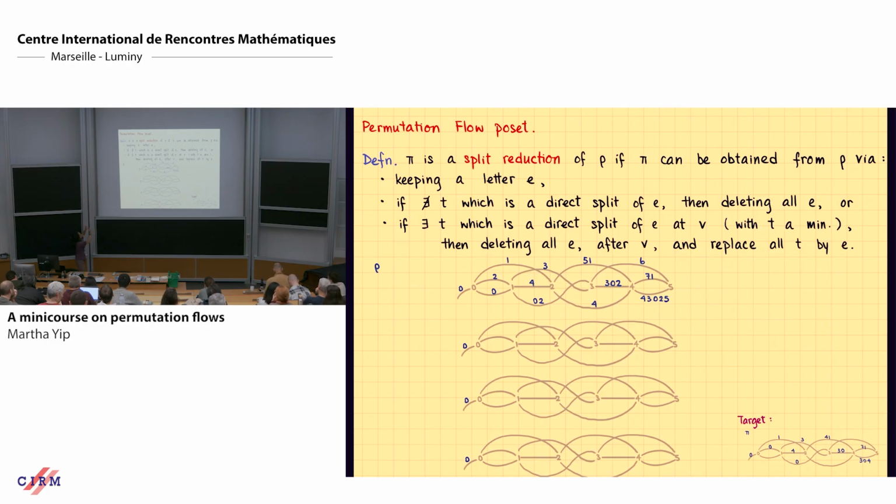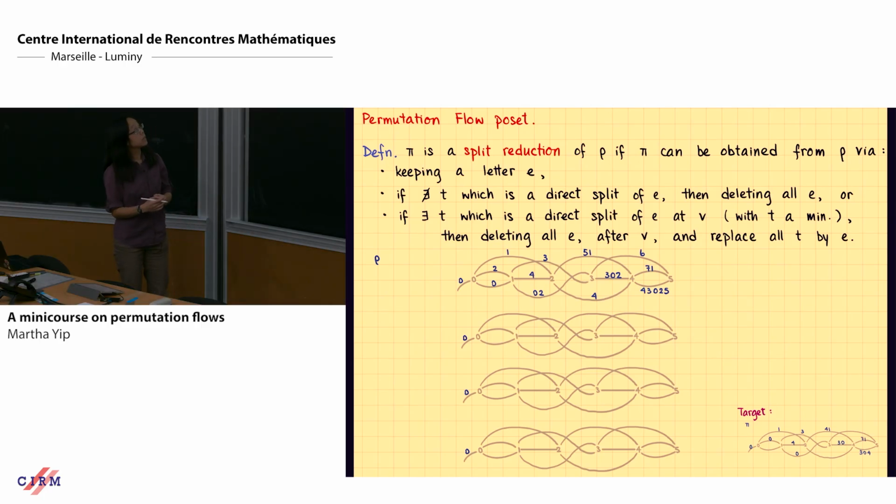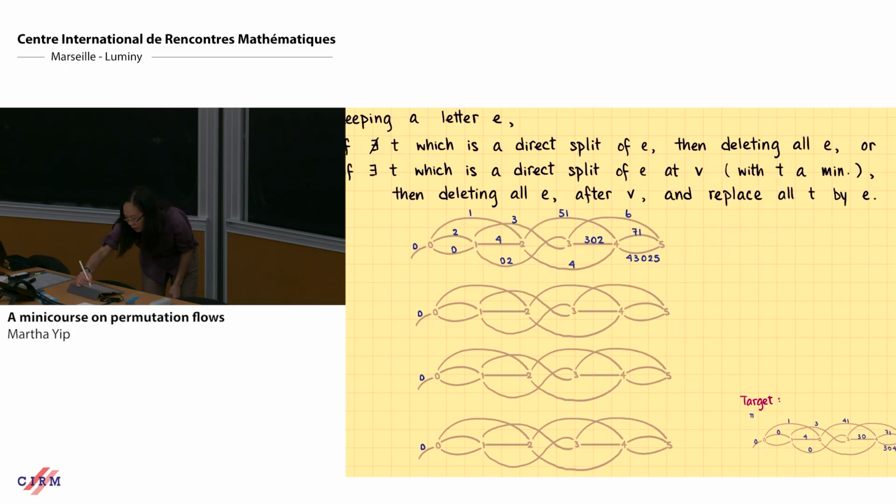All right, so I've just copied the definition of a split reduction. And rho here is a maximum permutation flow. We're going to try to show that our pi that we've been working with is contained in rho by a split reduction. It's a little bit small down here, but I'm going to try. I'm trying to somehow keep letters or delete letters according to those rules.